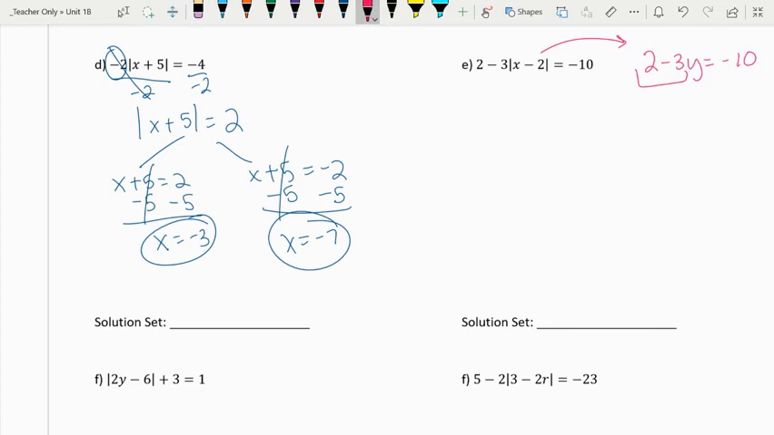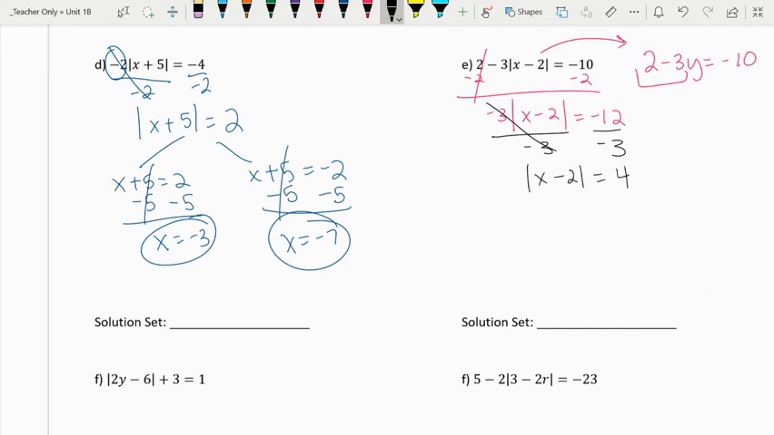Instead, we would do what we do in the pink. We would subtract 2 to the other side. We get negative 3, absolute value of x minus 2 equals negative 12. Then we would divide by negative 3, again, not distributing it in. We get x minus 2 equals a positive 4. The absolute value is by itself, it equals a positive. So we split it up, x minus 2 equals 4, and x minus 2 equals negative 4.